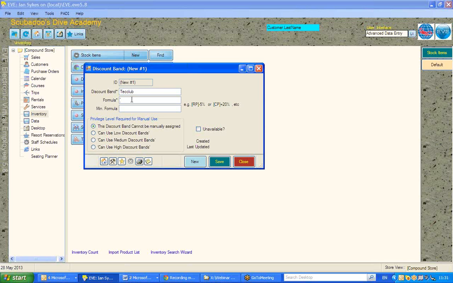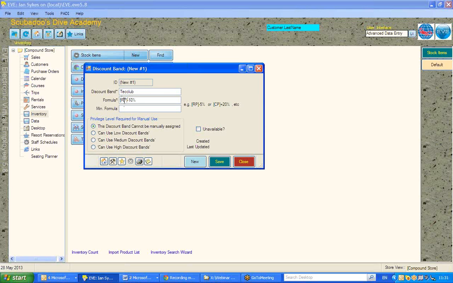If I want to have this discount band as being the retail price less 10%, I would enter square brackets, RP in uppercase, close the square bracket, minus 10%. That would now mean that any item that had that discount band applied to it would be sold at 10% less than your usual retail price.